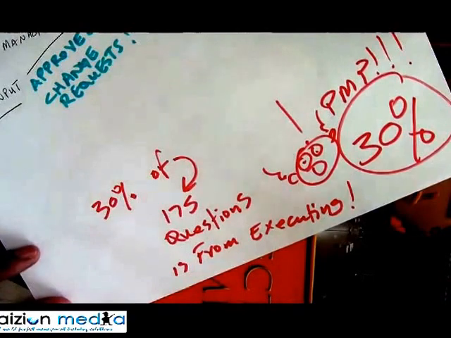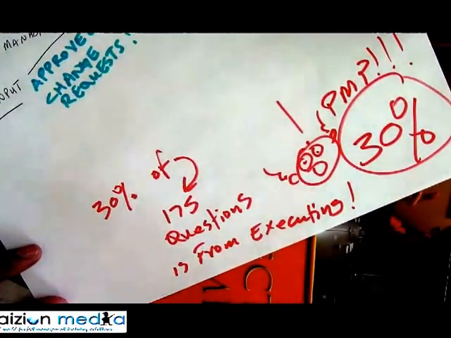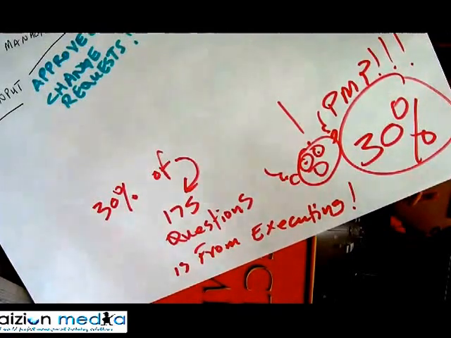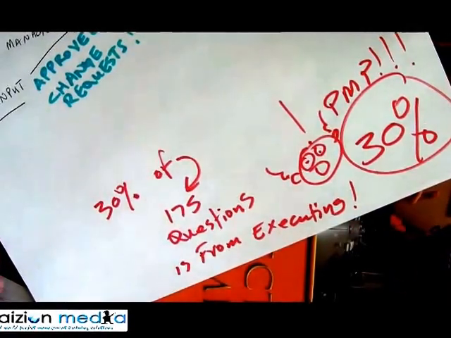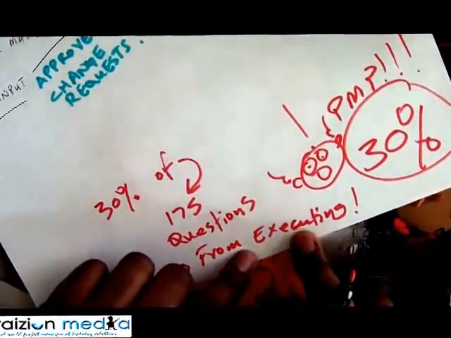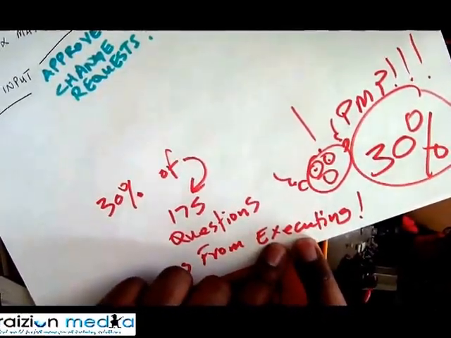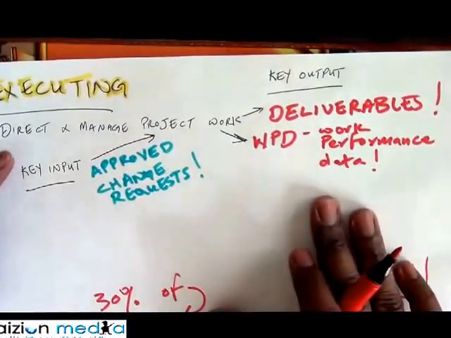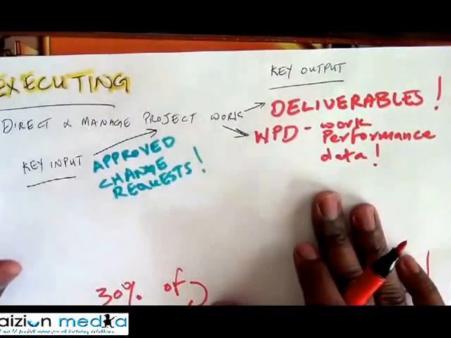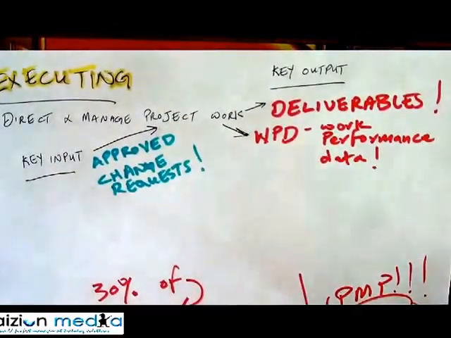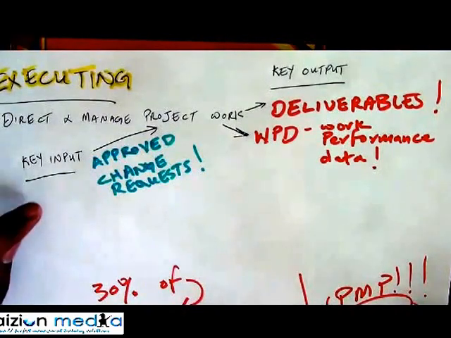What even makes it worse is when they combine questions from one area with another and the balance lies more towards one than the other. That's where it can get really tricky. So executing is big on the test. All we've done here is take a quick look at the direct and manage project work process and see some of the key things that jump out when you go through it.